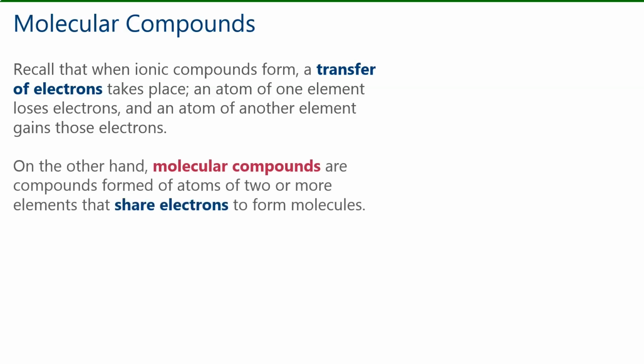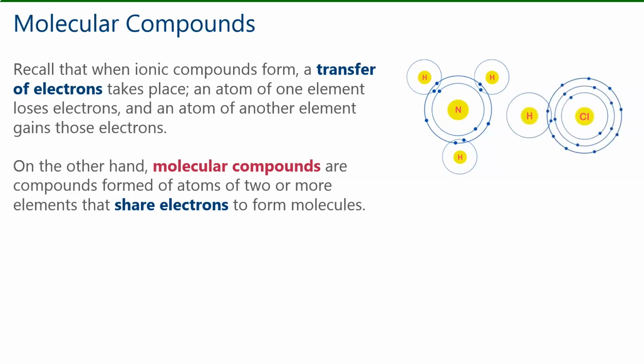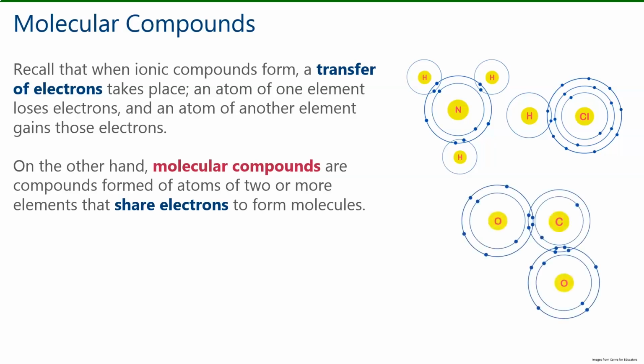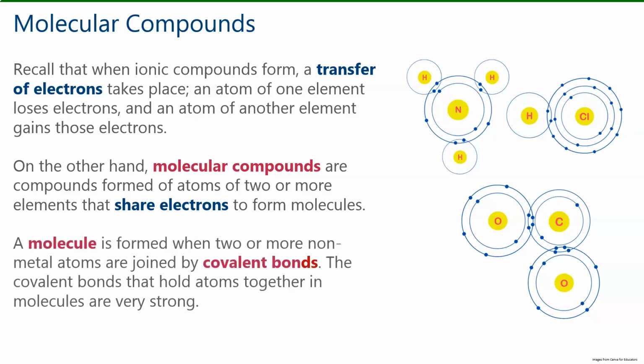On the other hand, molecular compounds are compounds formed of atoms of two or more elements that share electrons to form molecules. For example, nitrogen trihydride shares electrons with the hydrogen atoms. In hydrogen chloride, the hydrogen and chlorine atoms share electrons. In carbon dioxide, the carbon and oxygen atoms share electrons. A molecule is formed when two or more nonmetal atoms are joined by covalent bonds. The covalent bonds that hold atoms together in molecules are very strong.